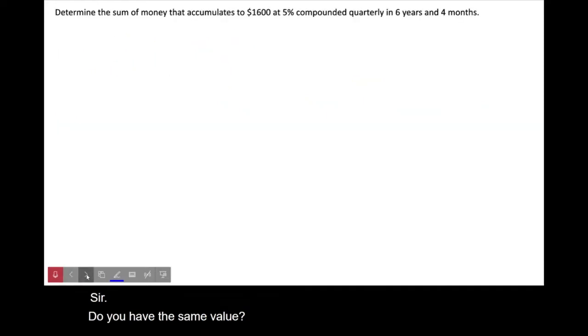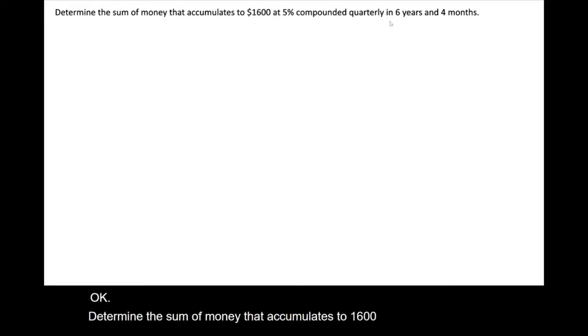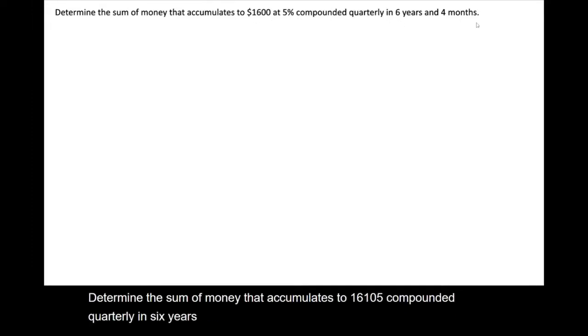Okay. Determine the sum of money that accumulates to 1,600 at 5% compounded quarterly in 6 years, 4 months. Okay, do it. 1 minute.